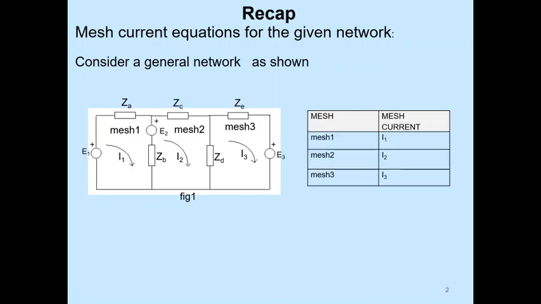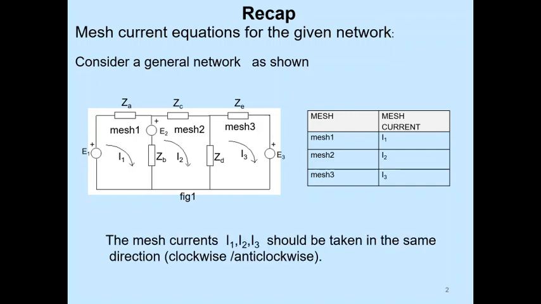In the given network, we can identify three meshes: mesh 1 with mesh current I1, mesh 2 with mesh current I2, and mesh 3 with mesh current I3. By identifying these meshes, we are going to write the mesh equations. These I1, I2, I3 are the mesh currents, and we are taking the clockwise direction.